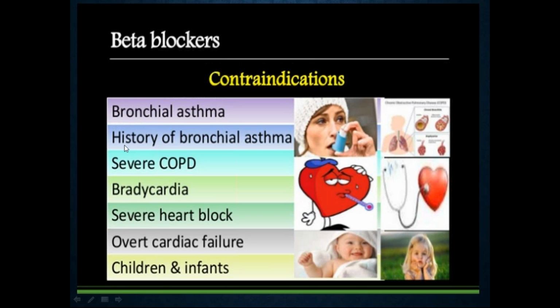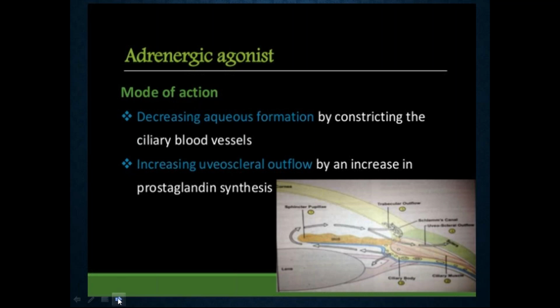So what are the most common contraindications? Bronchial asthma is the first one, so a history of bronchial asthma or COPD is very important. If any severe heart block is there, it should not be given. Overt cardiac failure, children and infants, and patients with severe COPD, you are not supposed to give beta blockers, that is timolol.